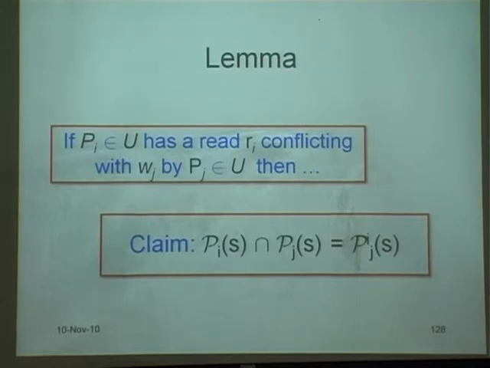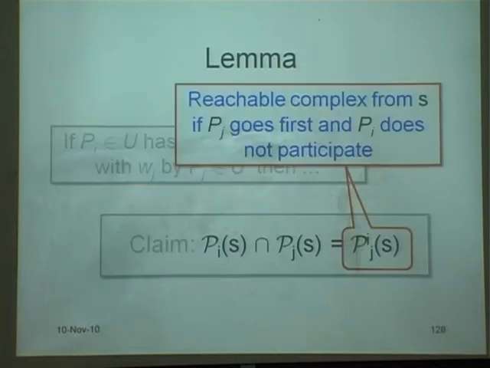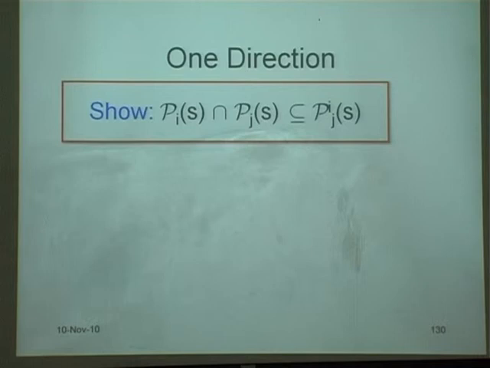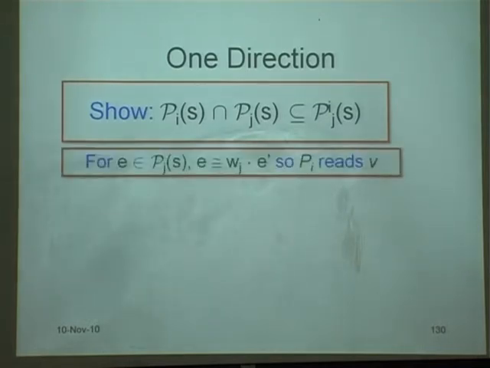So in particular, if we induct based on the number of processes, then we'll have one induction based on time and one induction based on the dimension, depending on whether it's conflicting or non-conflicting. So this is the reachable complex from S if Pj goes first and Pi does not participate. So superscript means you don't participate. Subscript means you go first. So we want to do inclusion in one direction. Here, if E is in Pj, then that's equivalent to doing a write first. So Pi reads the new value.